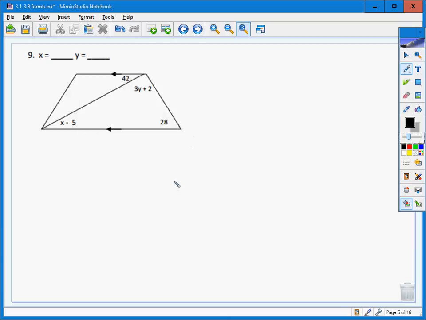I'm going to kind of do the same thing here. I'm going to look to see where I might be able to set something up where I know that two things are equal. X minus 5 and 42 are alternate interior angles. If they're alternate interior angles and the two lines are parallel, then these two would be equal to each other. I'm going to add 5 to both sides, and I'm going to get x is equal to 47.